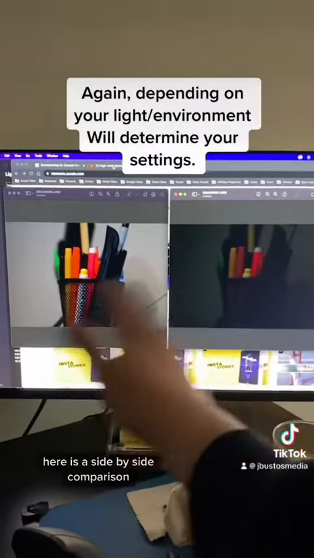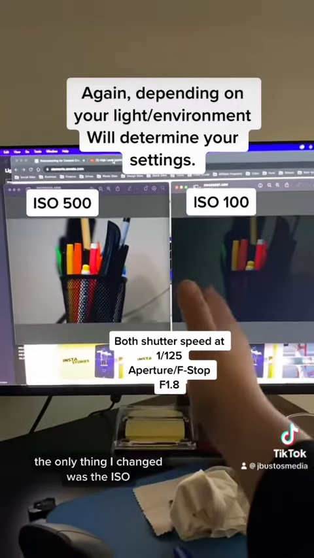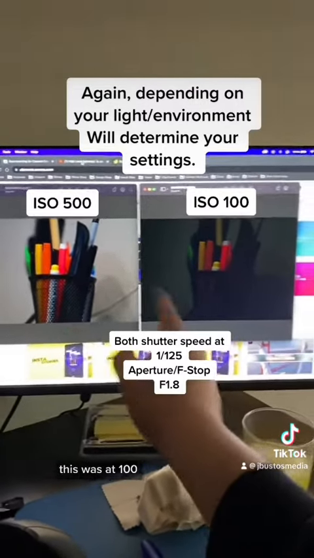Here is a side-by-side comparison. Everything's the same. The only thing I changed was the ISO. This one's at 100, this one's at 500.